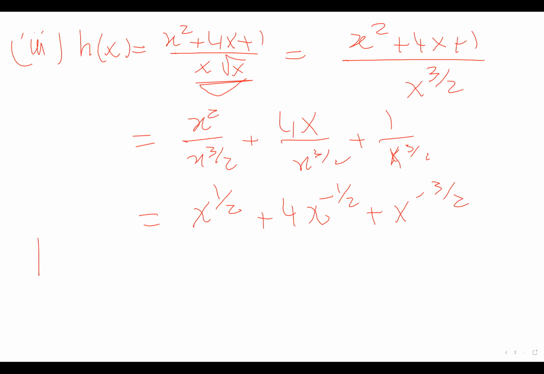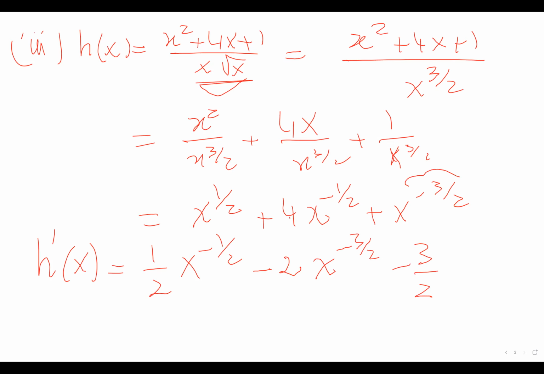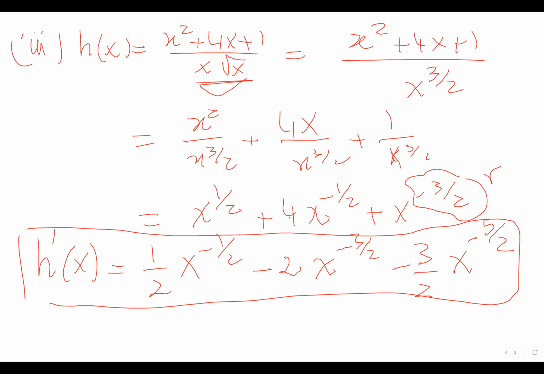Now I can make the derivative easily. h prime, using the power rule formula. So it's 1/2 x^(1/2 - 1), so that's minus half, plus 4 times minus half, that's minus 2, times x^(-1/2 - 1). Then the last one, minus 3/2, that's the r. If you remember, this is the r. Then x^(r - 1), that means minus 3/2 minus 1, that's minus 5/2, and we are done for the derivative of h.